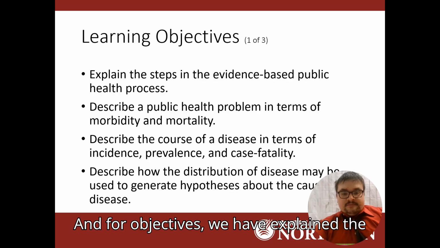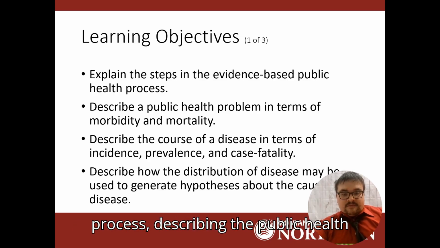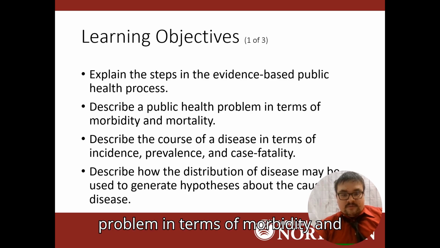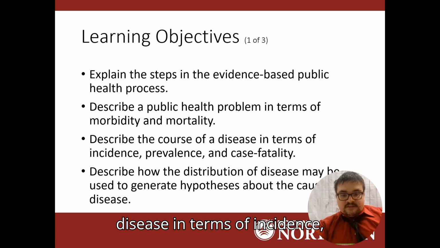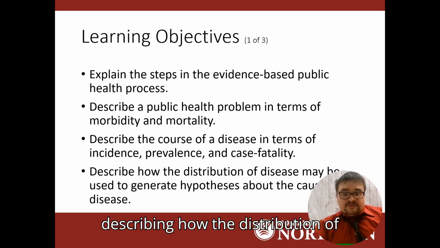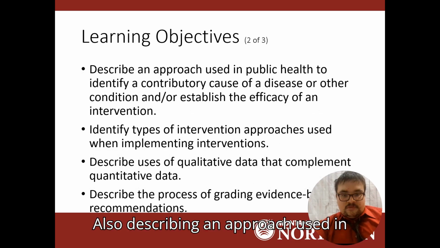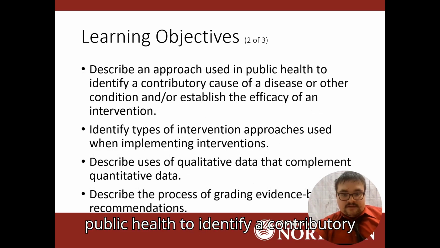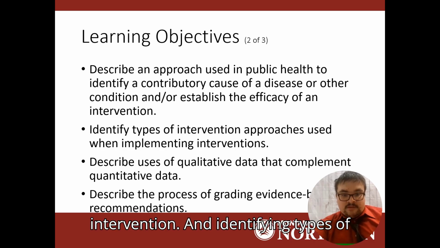And for objectives, we have explaining the steps in the evidence-based public health process, describing the public health problem in terms of morbidity and mortality, describing the course of disease in terms of incidence, prevalence, and case fatality, and describing how the distribution of disease may be used to generate hypotheses about cause of disease. We're also describing an approach used in public health to identify a contributory cause of disease or other condition and/or establish the efficacy of an intervention.